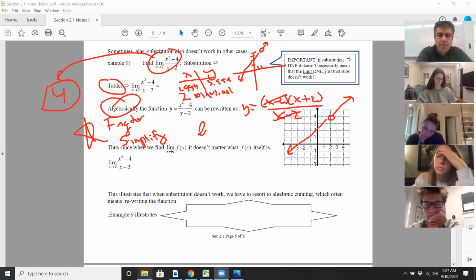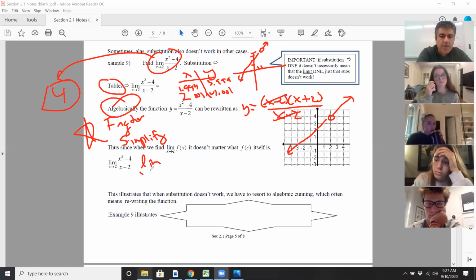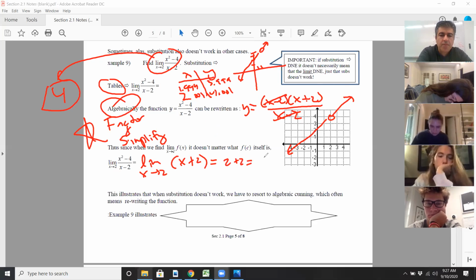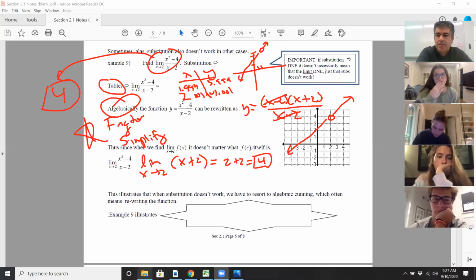So really now you're just doing the limit. Actually, let me do it down below because I have space for that. You're doing the limit as x approaches 2 of x plus 2, which is going to be 4. And that's it. That's what we got.